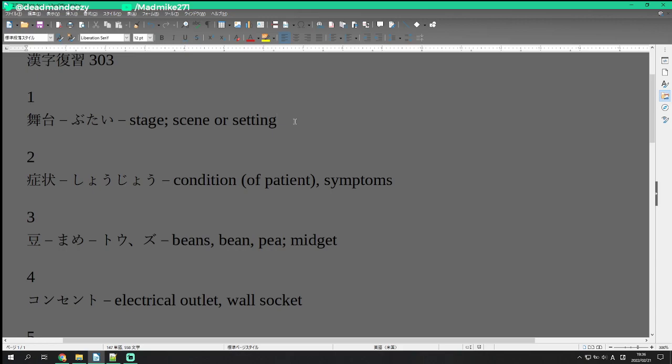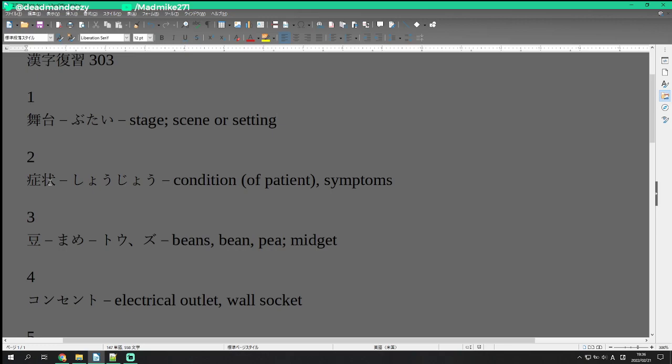Butai, stage, scene, or setting. One more time, butai. Alright, it takes me a while to write these down, so I repeat it to myself as I go to remember it. Butai.